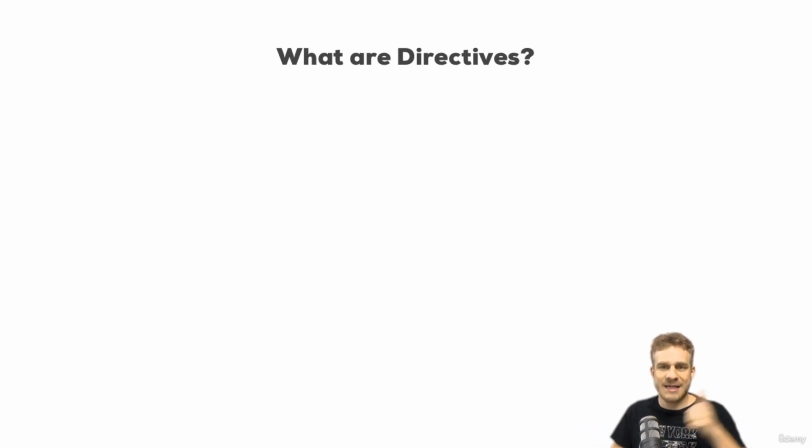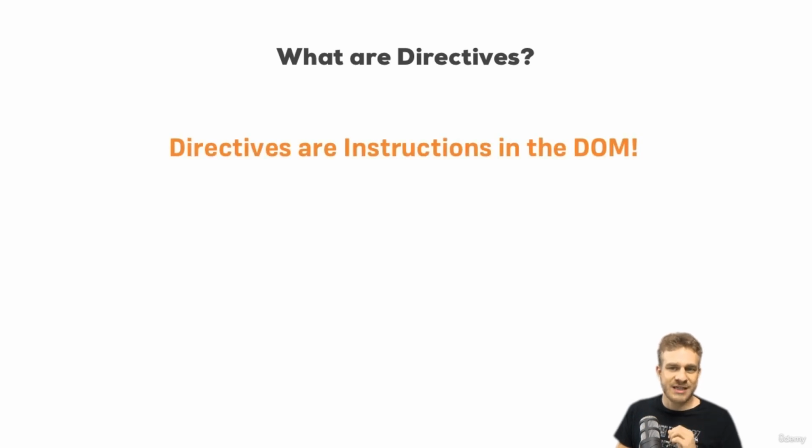Now there is one other key building block you probably use in any Angular app you build: directives. What are directives? Directives are instructions in the DOM. And we actually already use directives without knowing it. Components are kind of such instructions in the DOM.